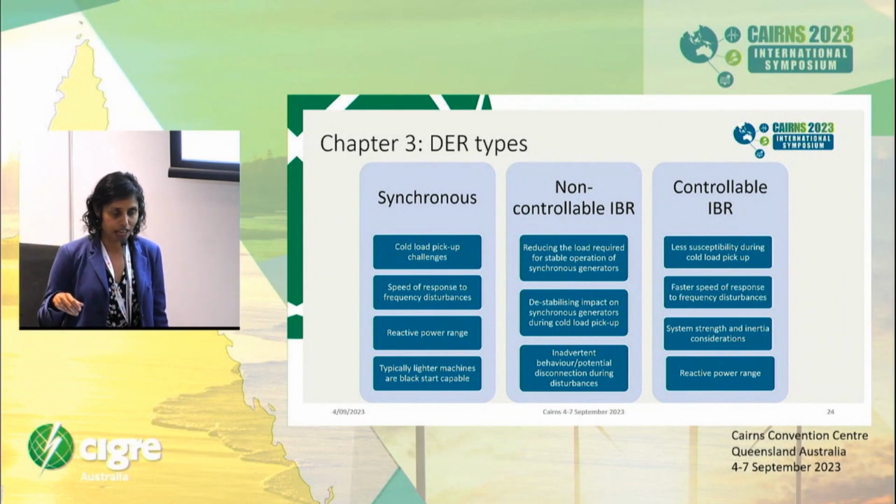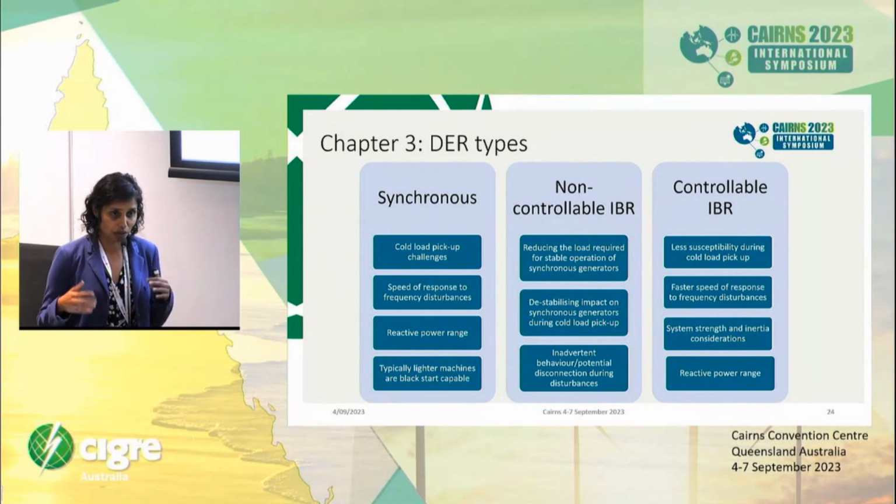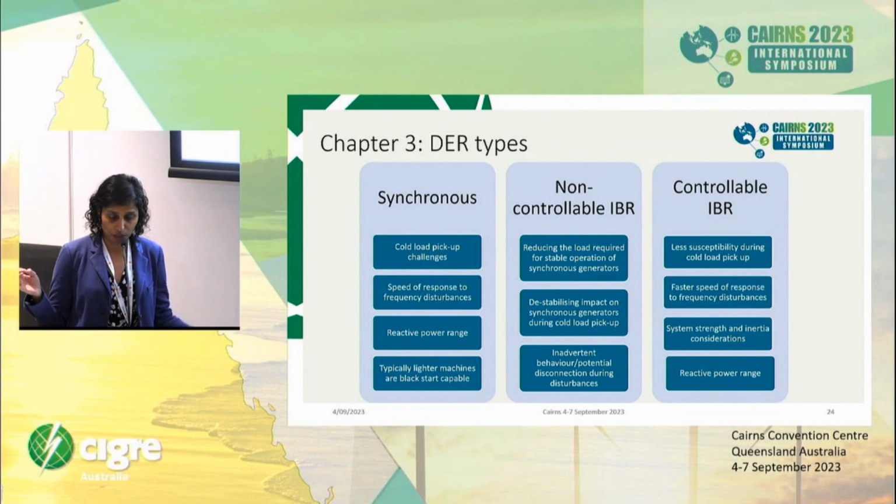So that would impact on synchronous generation governor responses. They're prime movers, the speed of response in terms of picking up that load. Also, some of these synchronous generators are lighter machines. They might not be able to provide a large amount of reactive power range, but can be black start capable.